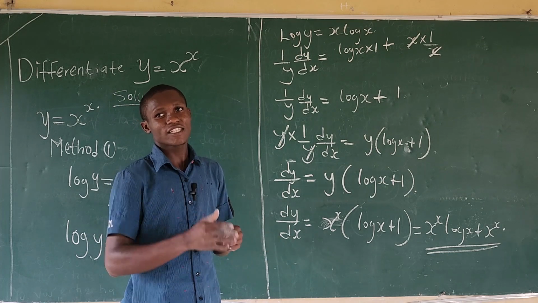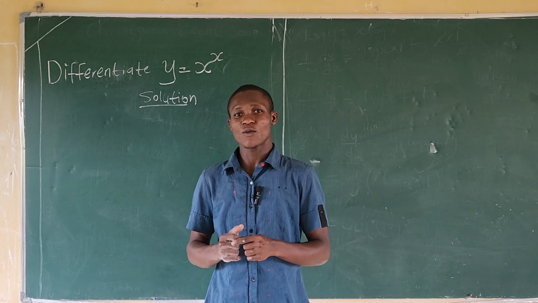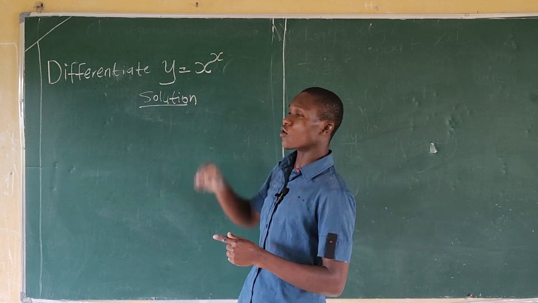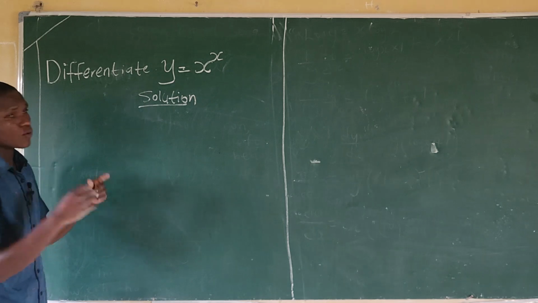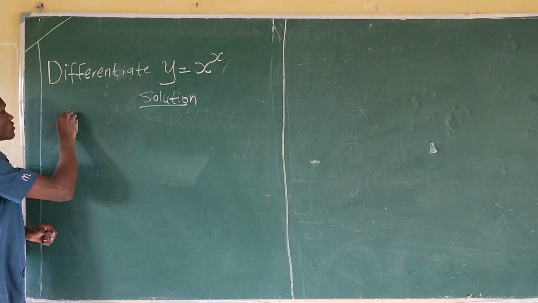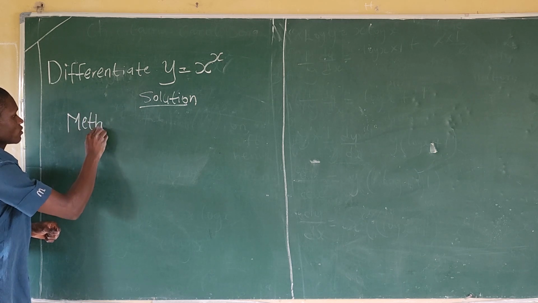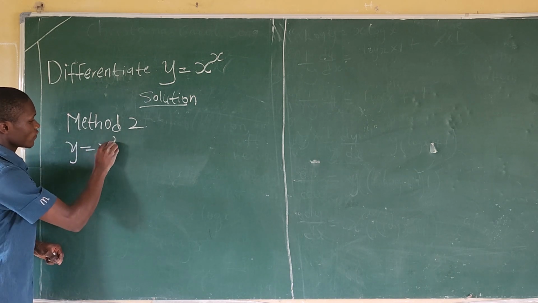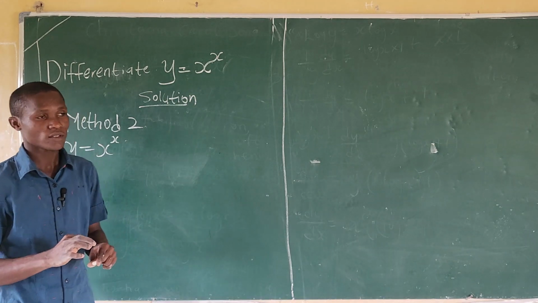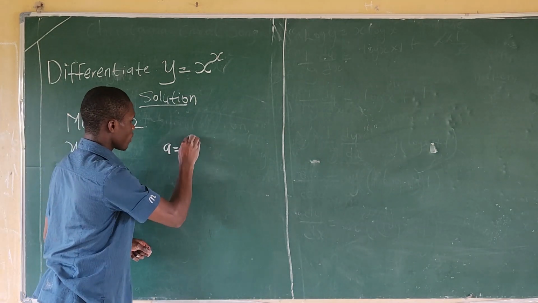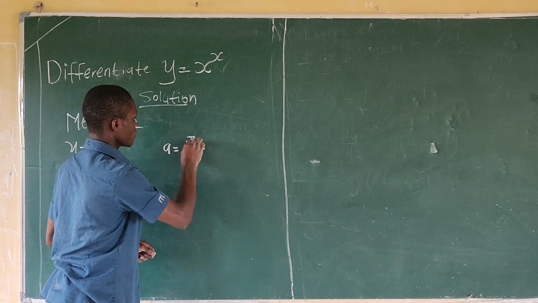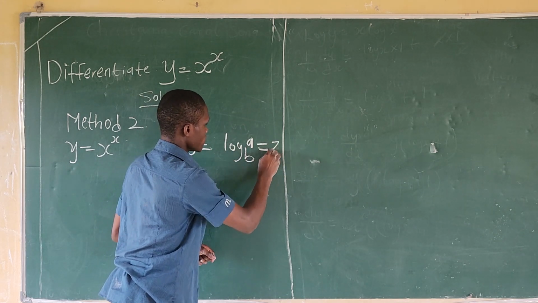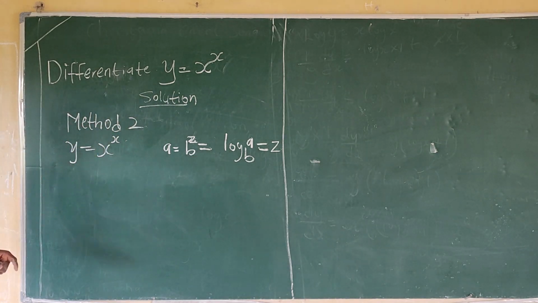Okay, let's see the second method. As I said earlier, we'll be applying two methods. This is the second method on how you can solve a question like this, which says y equals x to the power of x. We set the solution for Method 2. Bringing the question down, y equals x to the power of x. Then we are going to apply a principle from logarithm, which says a equals b to the power of z is also equal to log base b of a equals z. This principle we are going to apply here.